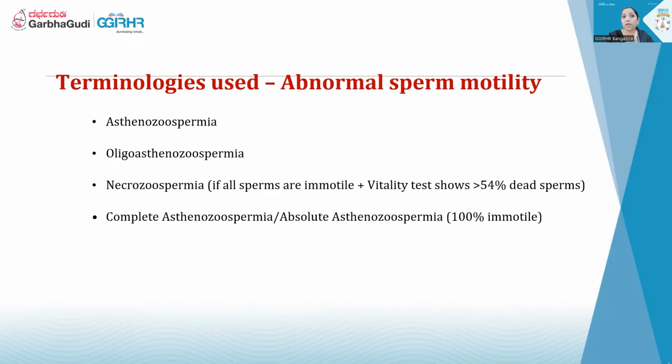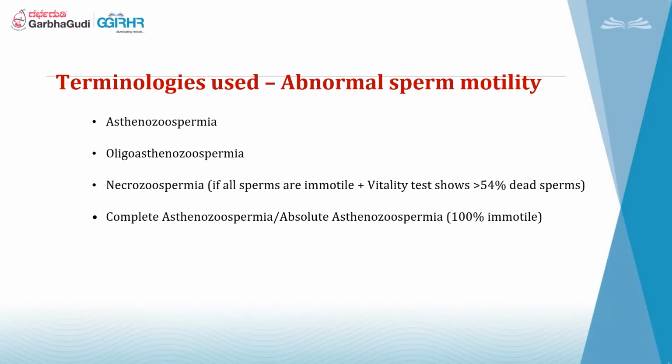So the definition would be if the sperms are immotile and the vitality test shows more than 54% dead sperms. Vitality is a test we do if the semen analysis report says a lot of immotiles, and now we need to know if the sperms are actually alive or not. There could be a chance that immotile sperms are still alive, so we cannot term them as dead. That vitality test will help us know the percentage of dead and live sperms, and maybe the live sperms can be used for some ART treatment.